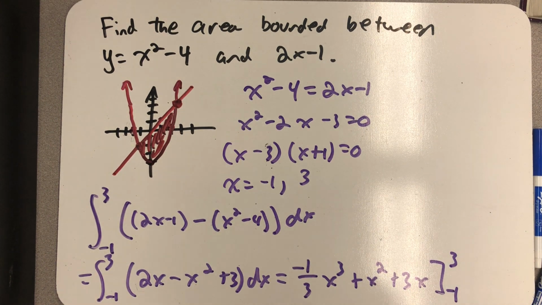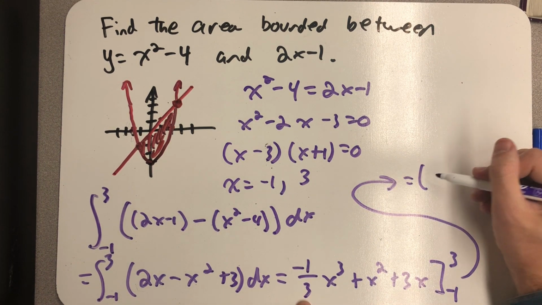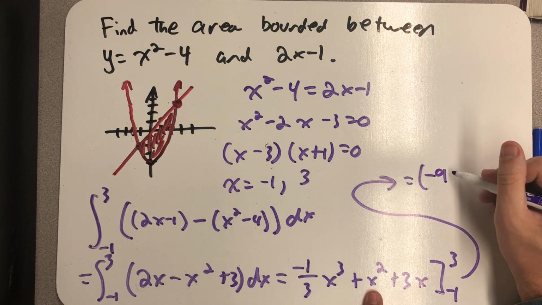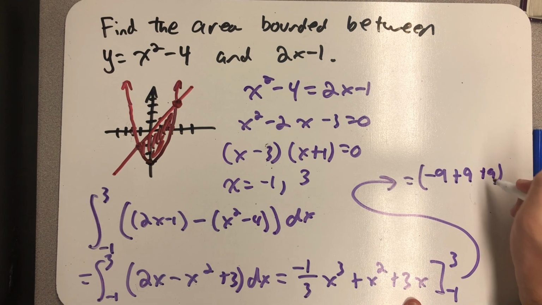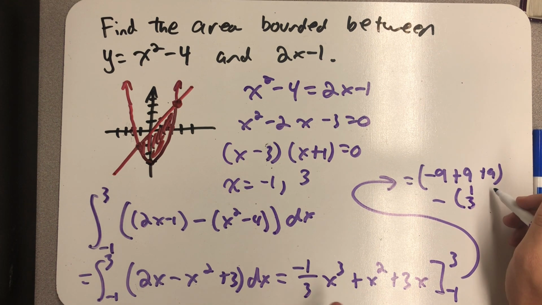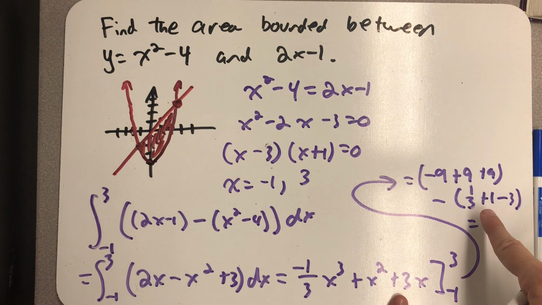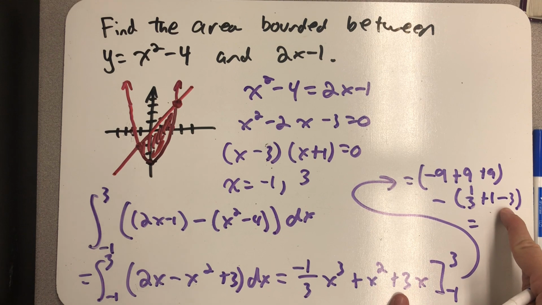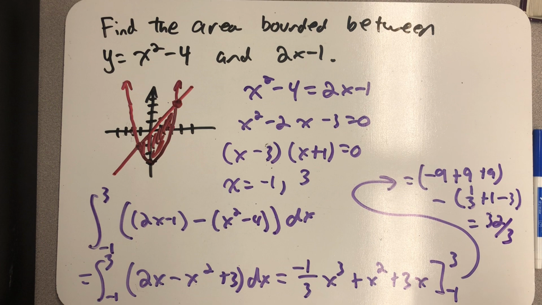All right, well, we'll plug the 3 in, and let's see. We're going to get a 27 times minus 1/3. That's going to be a minus 9, plus 9, plus 9 more. Minus, and then I need to plug this minus 1 in. I'll get a positive 1/3, plus 1, minus 3. And that's going to be a 9. And then I have 4/3 minus 3, and I do all the arithmetic, and we'll get 32 over 3.